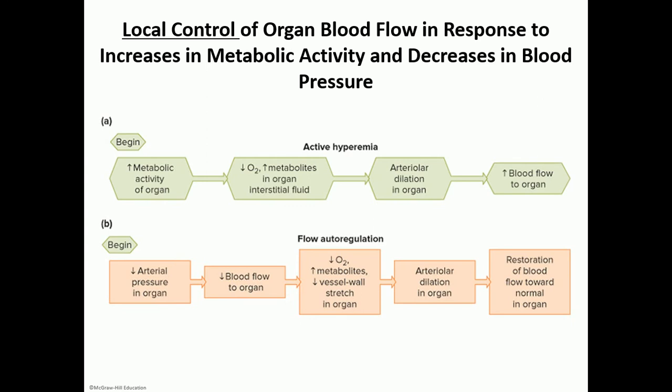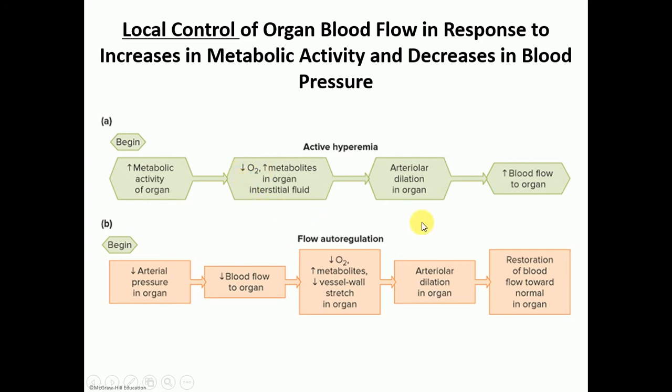And here you take a look at the response when it comes to local control. So active hyperemia could be due to, think of skeletal muscles again that are now exercising, and there is a buildup of carbon dioxide and lactic acid in the muscles. So we have an increase in the metabolic activity of these organs. There's an increase of metabolic products and relative hypoxia, so there's an increased need for oxygen.